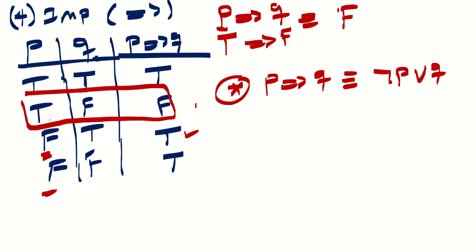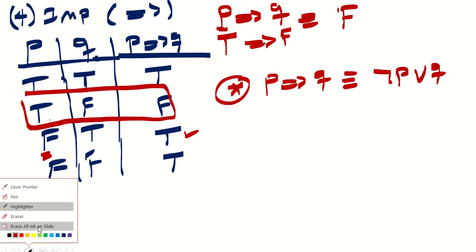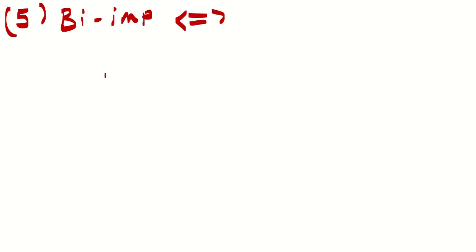There are many rules, like the most commonly used. I'm trying to mention this one. Okay, the fifth one, let's clean it. The fifth logical connective is biimplication. In biimplication, there will be two arrows. This is the symbol, an arrow on both sides. Implication is only one arrow forward, but this one is both forward and backward.